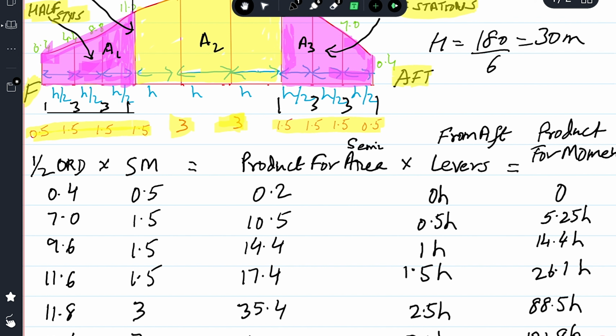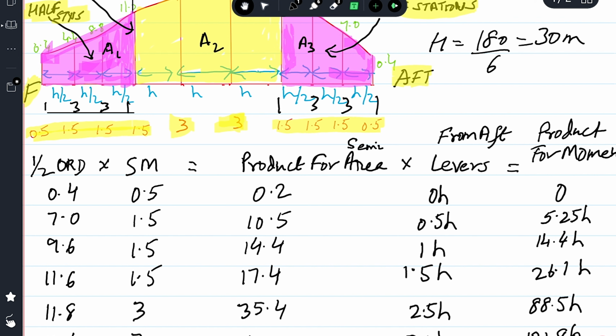Then the third ordinate from aft, the lever will be H by 2 plus H by 2, so it will be 1 H. Then I come to the fourth ordinate from aft. So what will be the lever? H by 2 plus H by 2 plus H by 2, so it will be 1.5 H. Up to here I was in the half station, so that's why the levers were half. It was coming H by 2. So 0 H is the first one, then next was 0.5 H, then 1 H and 1.5 H.